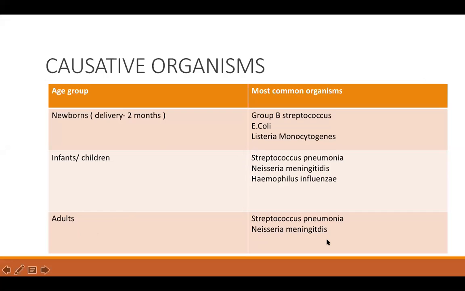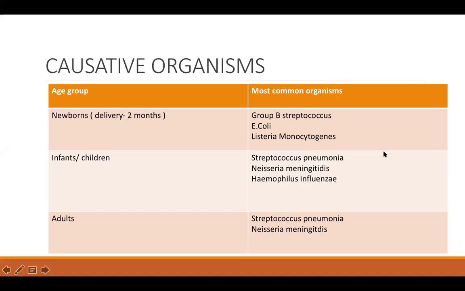So why do the organisms differ? Why are the newborns' organisms different from the adults'? Anyone have an idea? If you know, write it in the chat. Anyone? Okay, never mind. Is it because the immune system is underdeveloped? Okay, that could be a reason, yes, but mainly it's due to the route of spread. The route of spread is different.